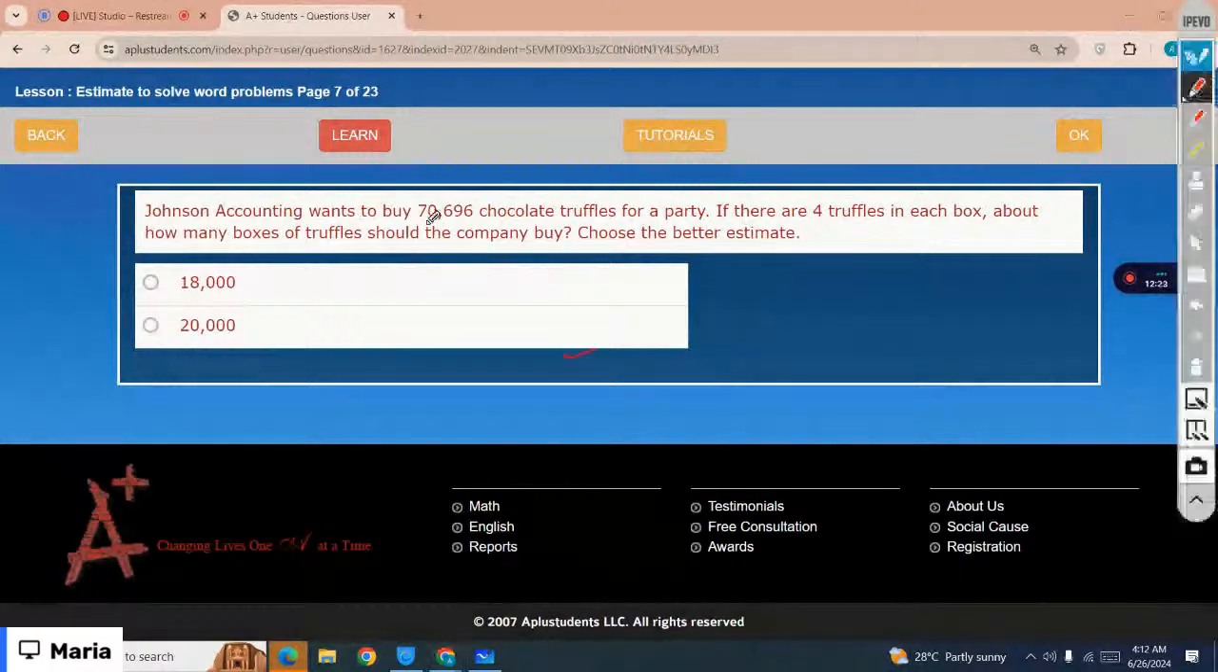Here is 7,696. That would be rounded off to, sorry, 70,000, right? And you have to divide it by the 5. You can divide it by the 4 also. 4 times 1 is 4.